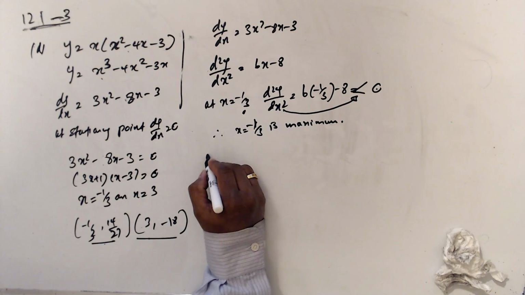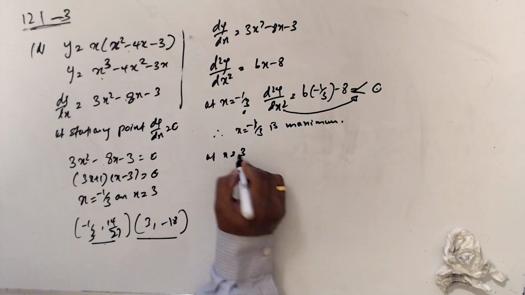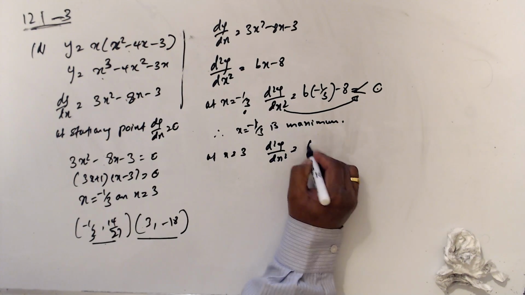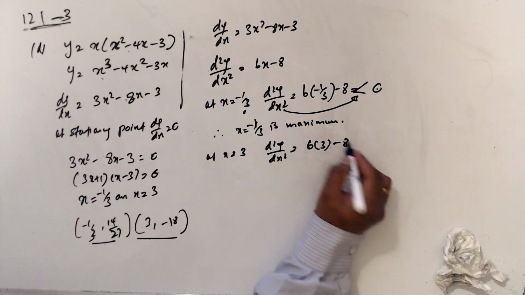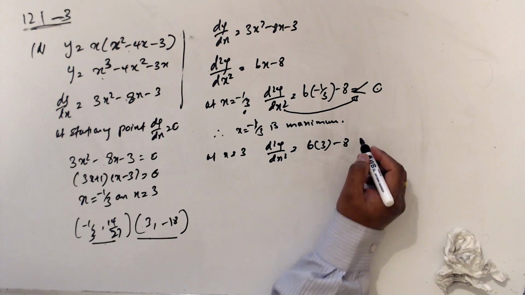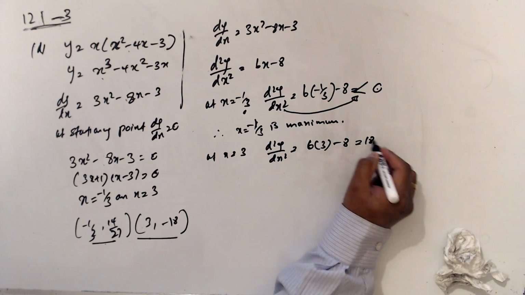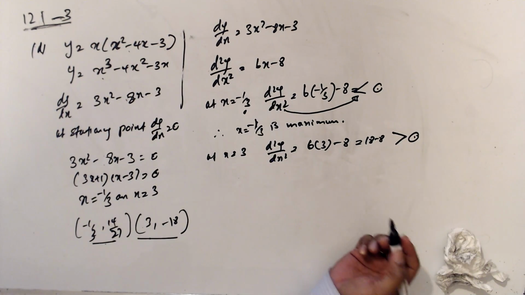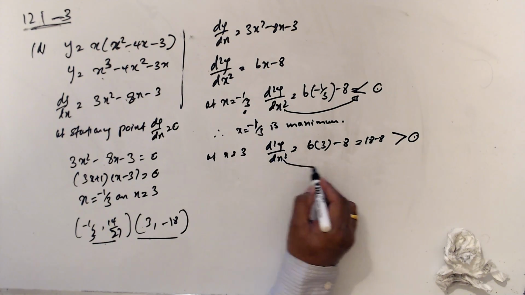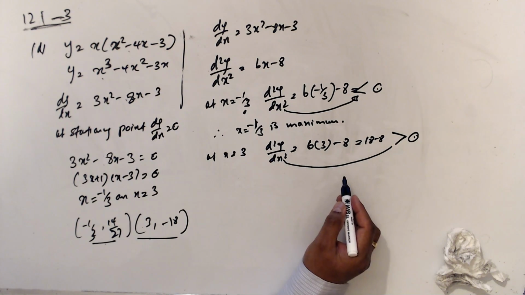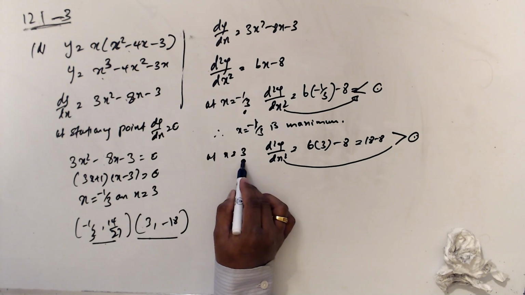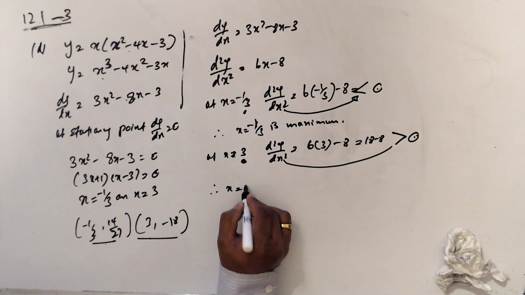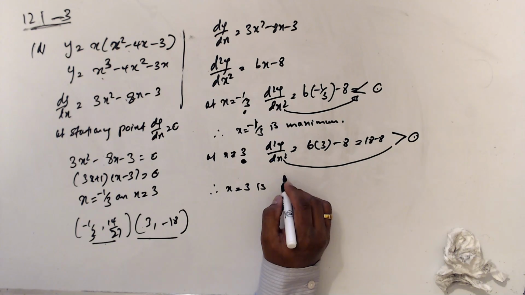At x equal 3, d square y over dx square equals 6 times 3 minus 8. So this is going to be 18 minus 8. This is greater than 0. Hence, the double derivative is greater than 0. Then what can you tell about this point? Hence, x equal 3 is a minimum point.